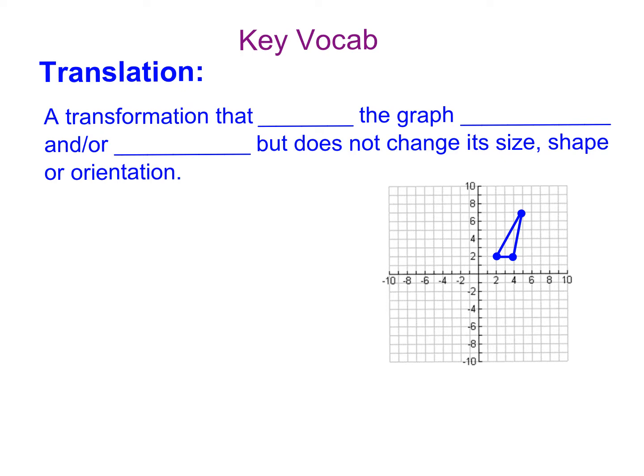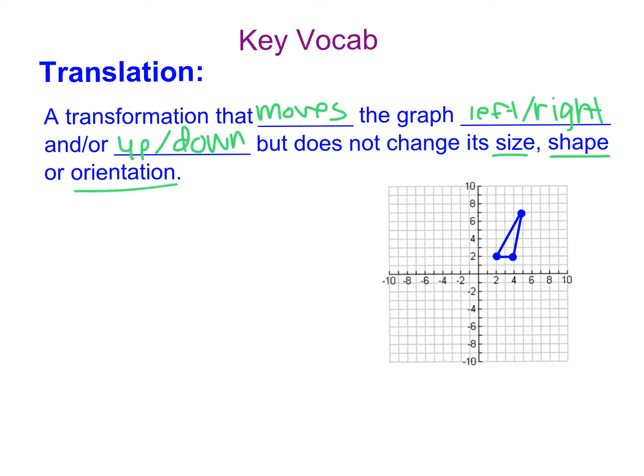By definition, a translation is a transformation that moves the graph, and it's either going to move it left or right, and/or it's going to move it up or down. So you have some combination of movement going left or right or up and down. But with a translation, what doesn't change is size, shape, or orientation.